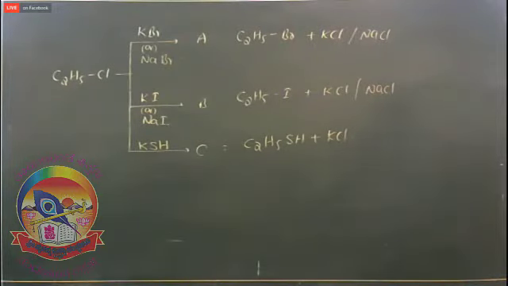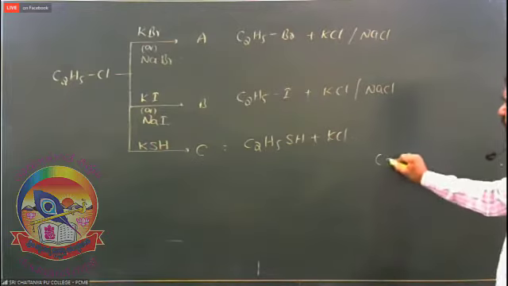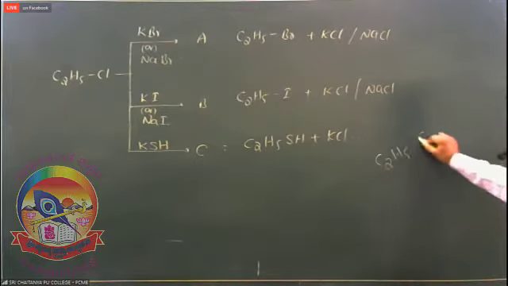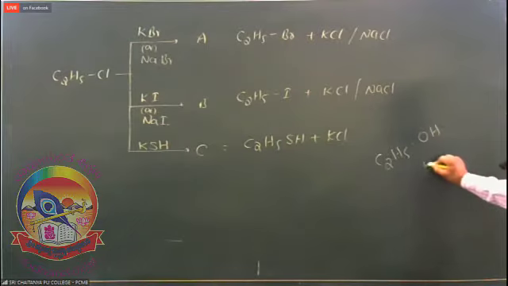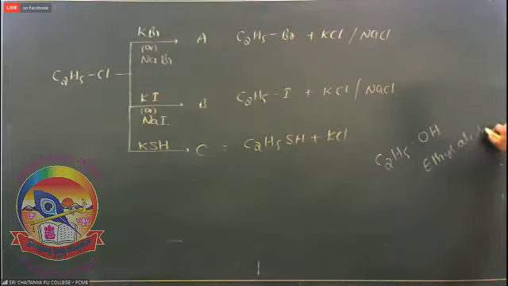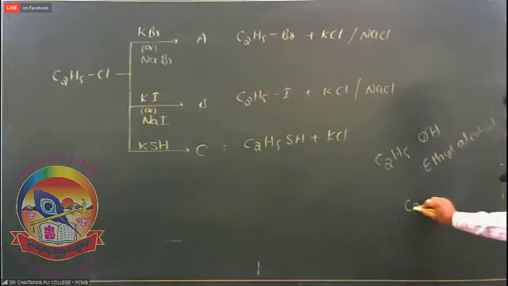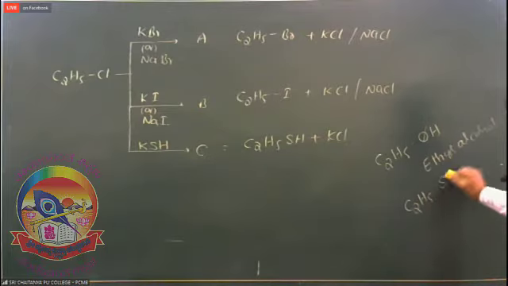C2H5SH. What is the name of the compound? C2H5OH is called alcohol, ethyl alcohol. In any compound, if you take sulfur instead of oxygen, it is called thio. So C2H5SH is called thio alcohol.